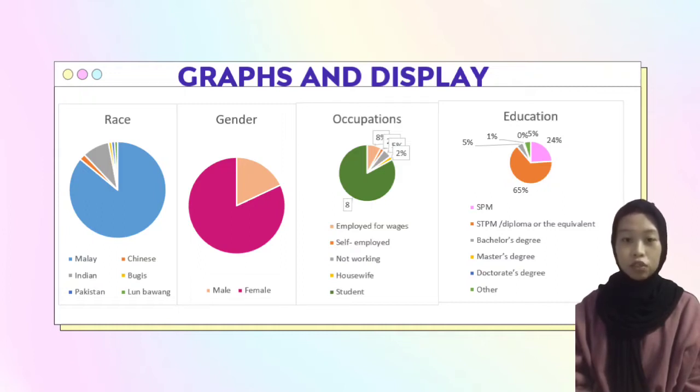Next, the gender that likes to drink coffee the most is female. The gender that drinks coffee the least is male. For respondent occupation, 83% of respondents are students. The highest education of the students is STPM or diploma or the equivalent.